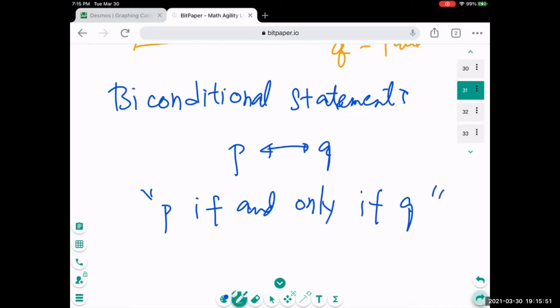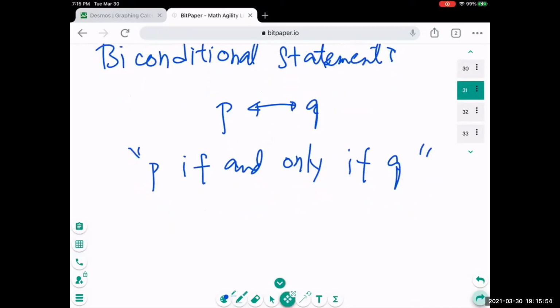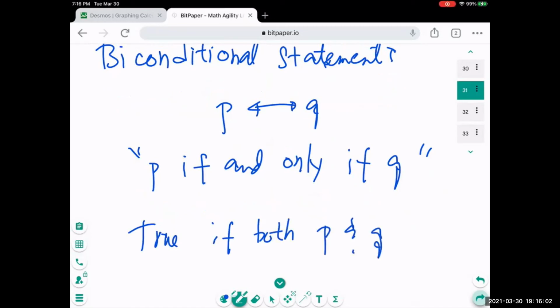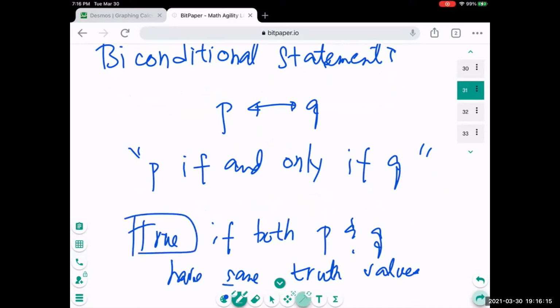So, nagiging true siya kapag both P and Q are true, if both P and Q have the same truth values. So, ibig sabihin, pag pareho siyang false, true siya. Kapag parehong true, true rin siya. So, even pareho siyang false, true pa rin siya. Basta parehas yung value ng Q and P. Right?